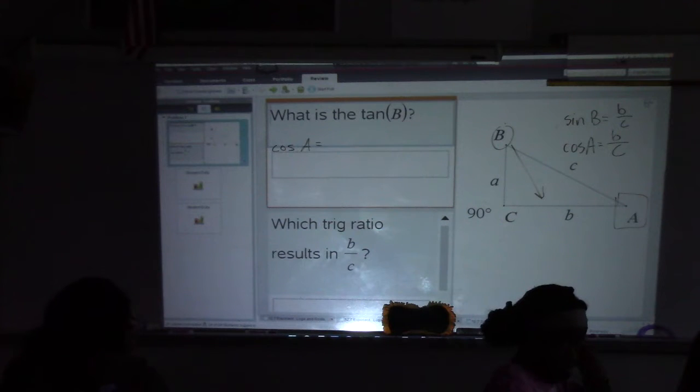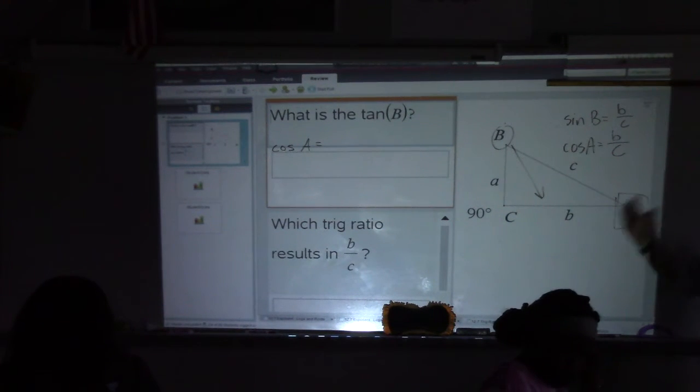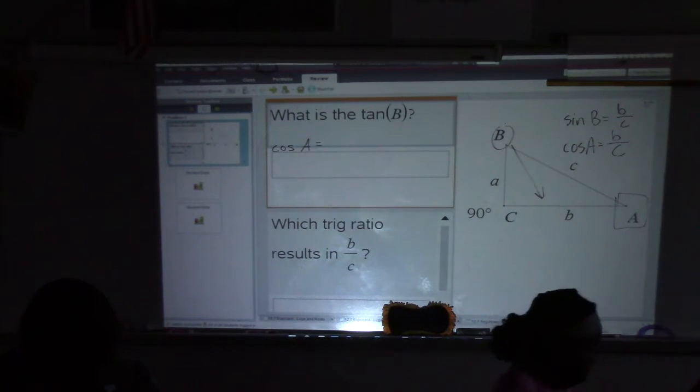And so that's what I want you to start building a level of comfort with, is just looking at which angle is my reference angle. Because then I can figure out the trig ratio based on that reference angle.